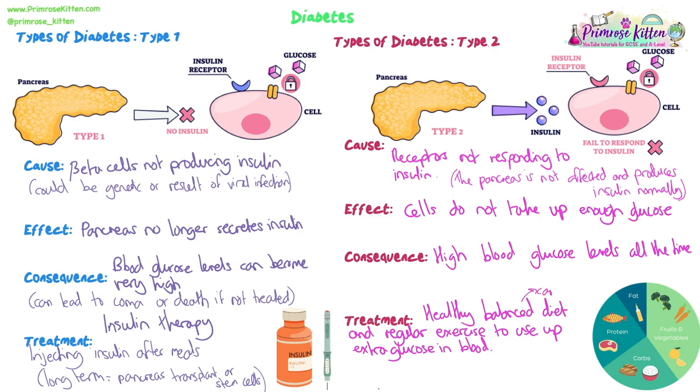There can also be the option to take glucose lowering medication if the balanced diet and the regular exercise isn't working hard enough as well. The last thing to note about type 2 diabetes, obviously type 2 diabetes cannot be treated with insulin therapy, because it would make no difference, because they do already have insulin in their bloodstream, their pancreas is working, it's the receptors that can't respond to it. So adding insulin would not help.